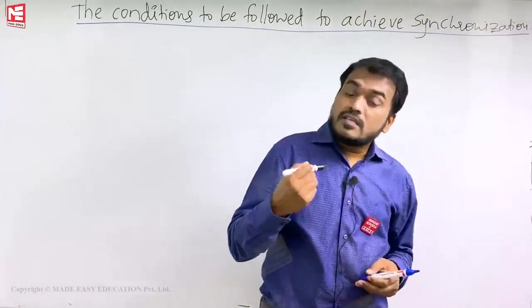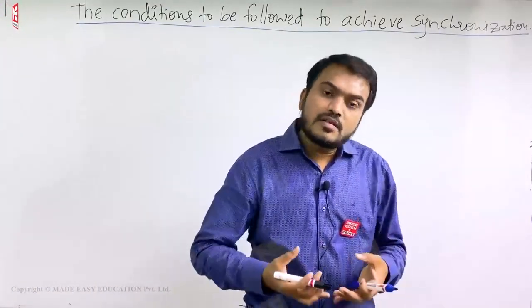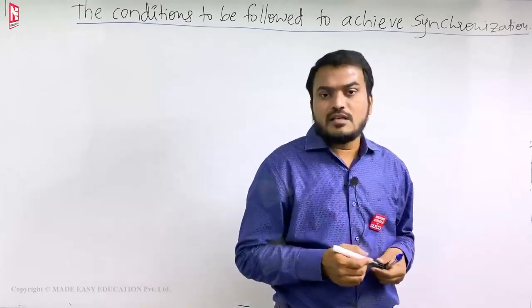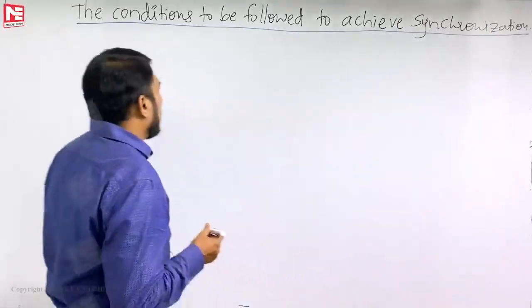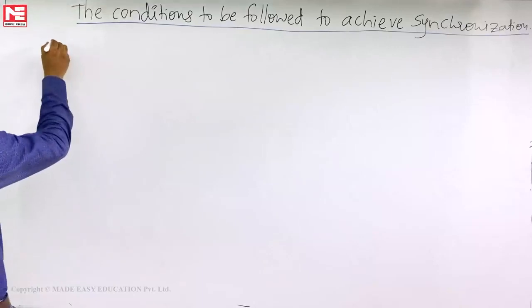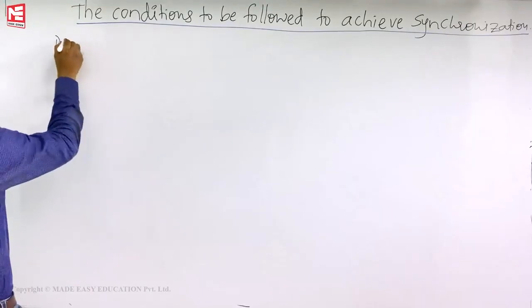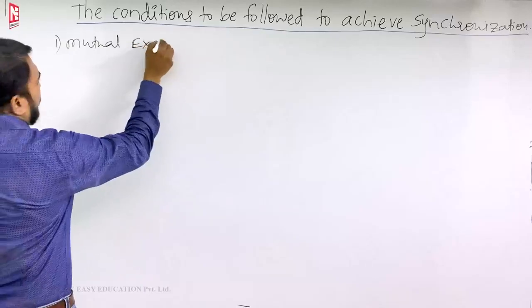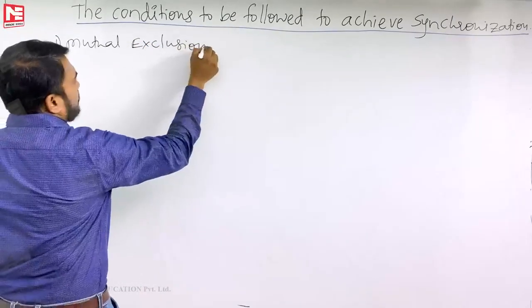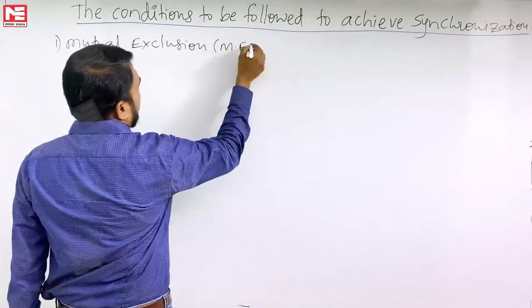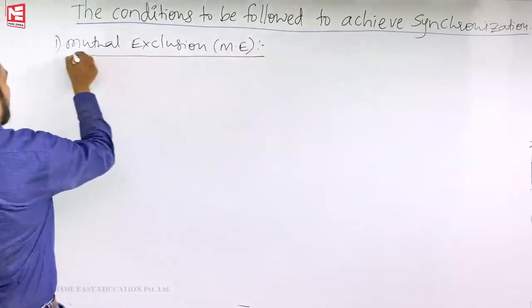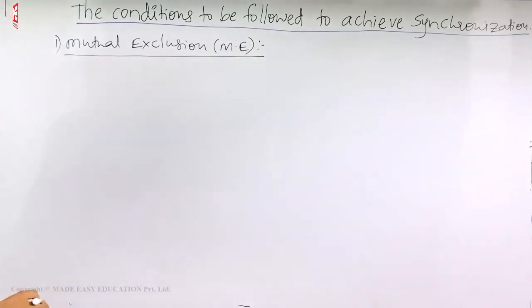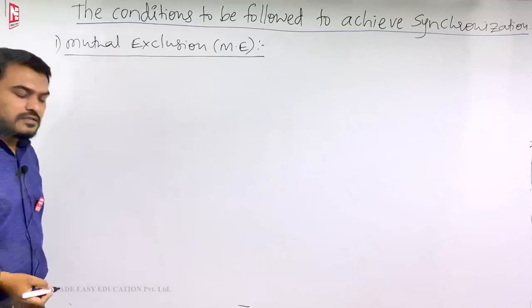To achieve proper synchronization, what conditions do we need? What condition should we follow? Now, understand here the first condition you have to follow is mutual exclusion. Note down. Generally you call it ME when you are solving problems.